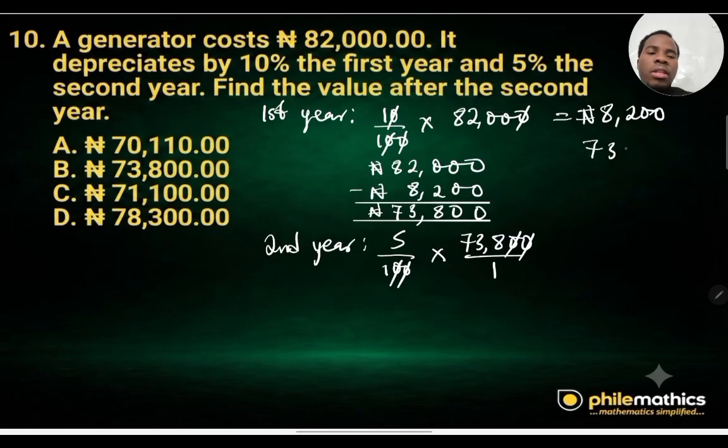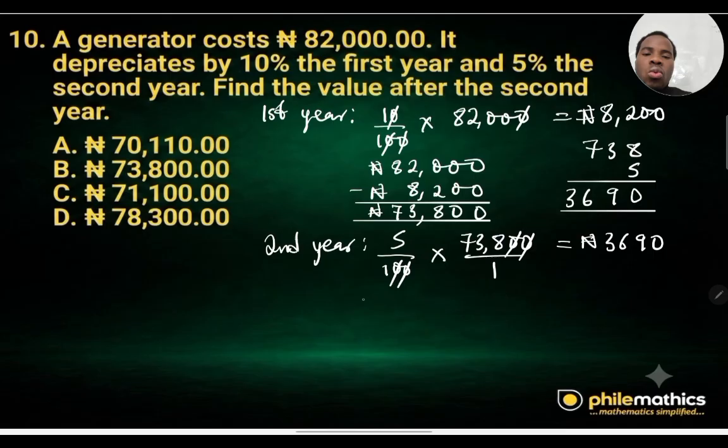738 times 5. 5 times 8 is 40, write 0 carry 4. 5 times 3 is 15 plus 4 is 19. 5 times 7 is 35 plus 1, 36. So after the second year, the depreciation value became 3,690.